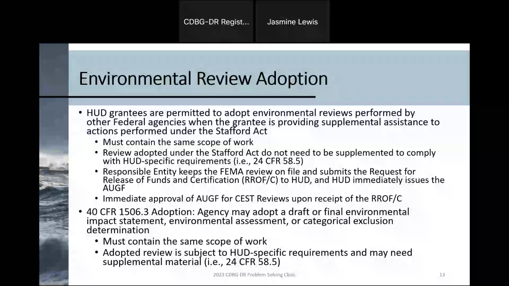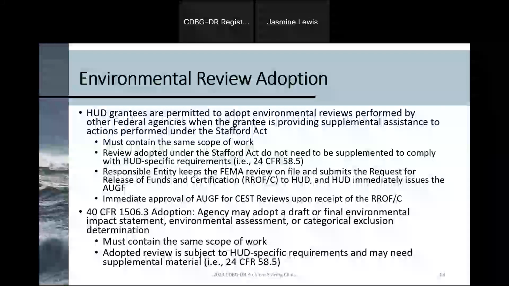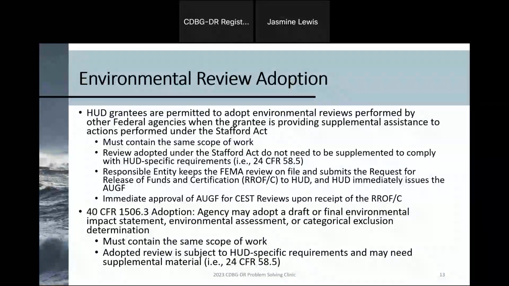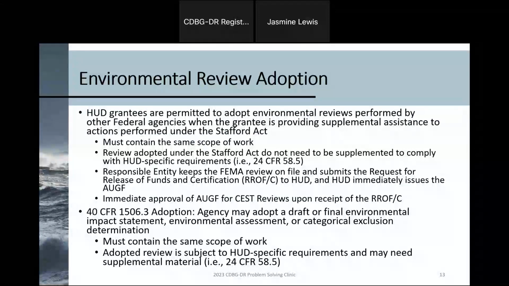The other option for adoption is when HUD is relying on the CEQ adoption regulations found in 40 CFR 1506.3. This is when an environmental review has been completed by another agency, but not under the Stafford Act. There is a great process and flow chart for environmental impact statements, environmental assessments, and also your categorical exclusions as well. Again, this starts with gathering that environmental review record completed by another agency and evaluating the scope to ensure it's substantially the same and you're comparing apples to apples.